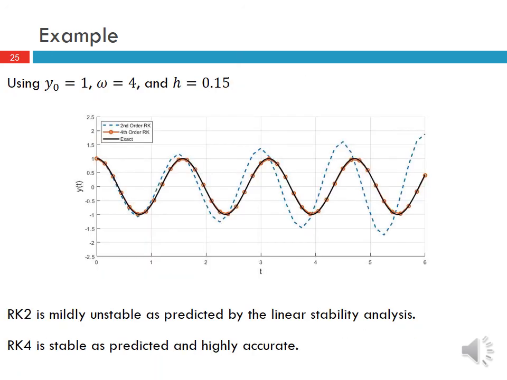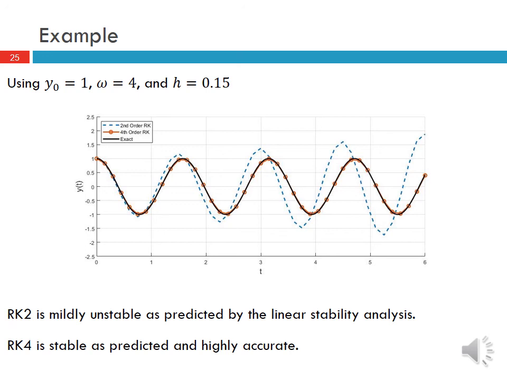And if we do this for y naught is equal to 1, omega is equal to 4, and h is equal to 0.15, we see that RK2 is mildly unstable as predicted by the linear stability analysis because this system has a purely imaginary lambda, and RK4 is stable as predicted and it is highly accurate.